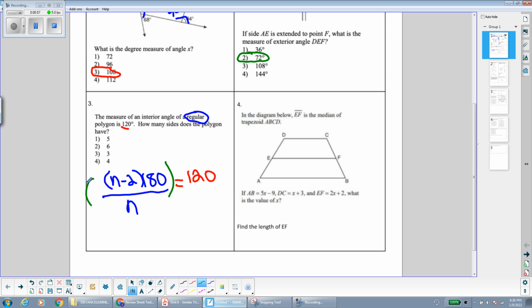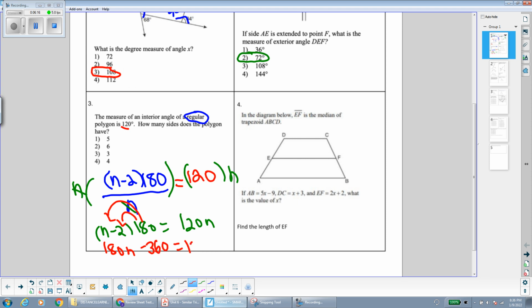Let me just multiply by n on both sides to cancel out the division by n. We have n minus 2 times 180 is equal to 120n. I'm going to distribute the 180 inside the parentheses. And let me subtract 180n on both sides. And finally, we can divide by negative 60 on both sides.